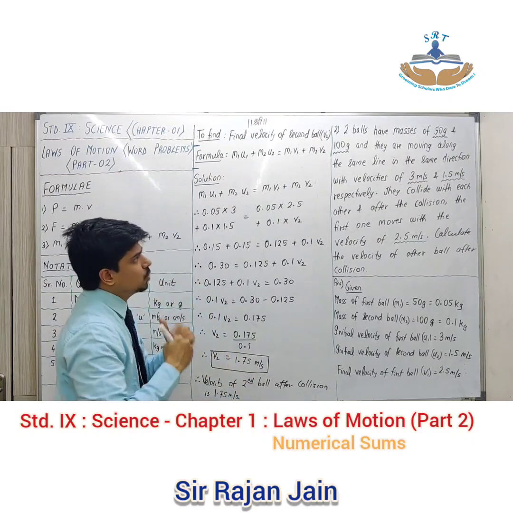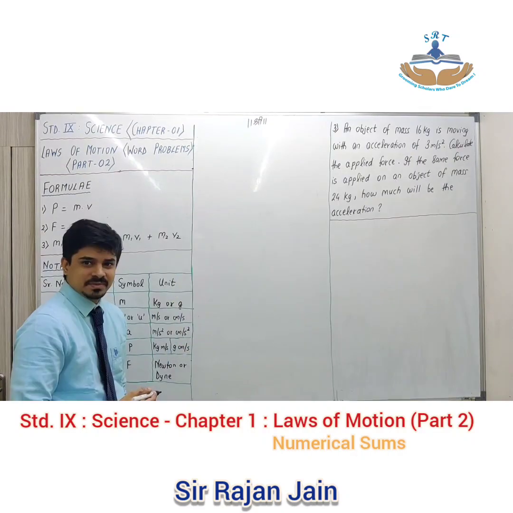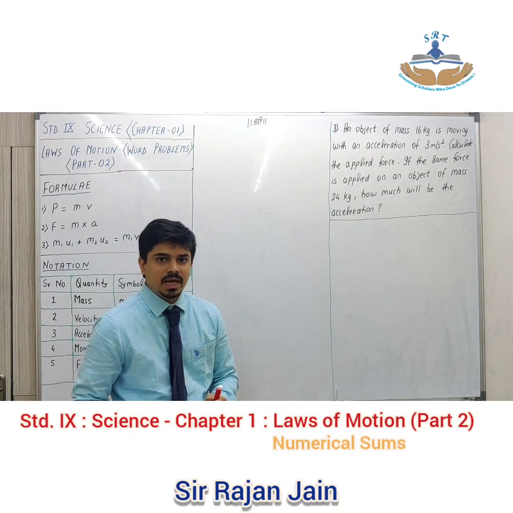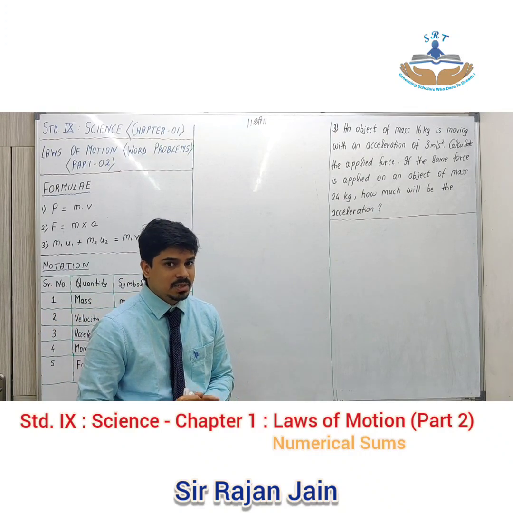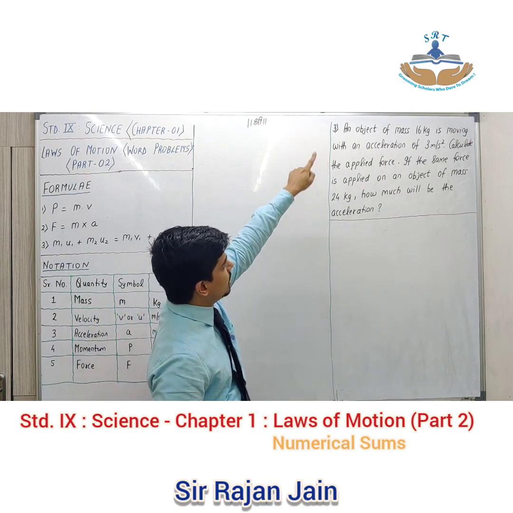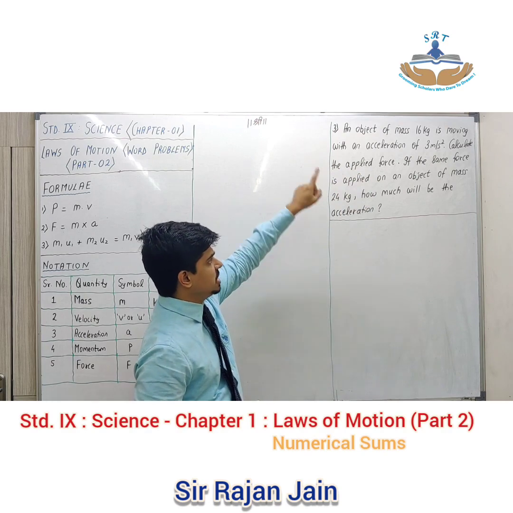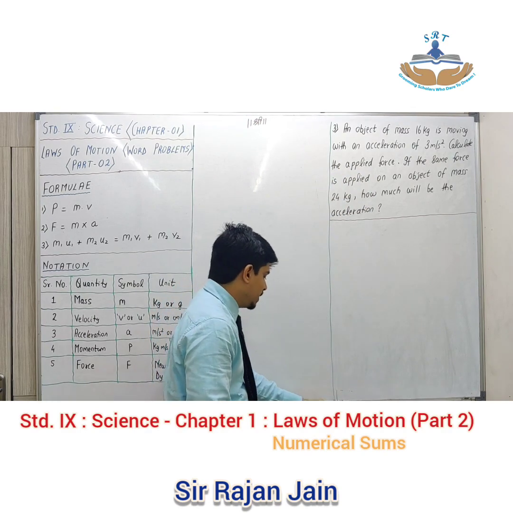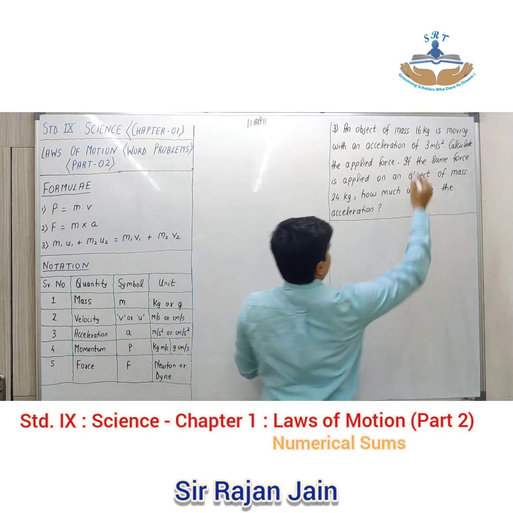Okay, now let's go to question number 3. Actually, the first two questions that we have done, those two were the solved examples. Now I come to the textbook question. Okay, question says what? An object of mass 16 kg is moving with an acceleration of 3 meter per second square. So important data over here.